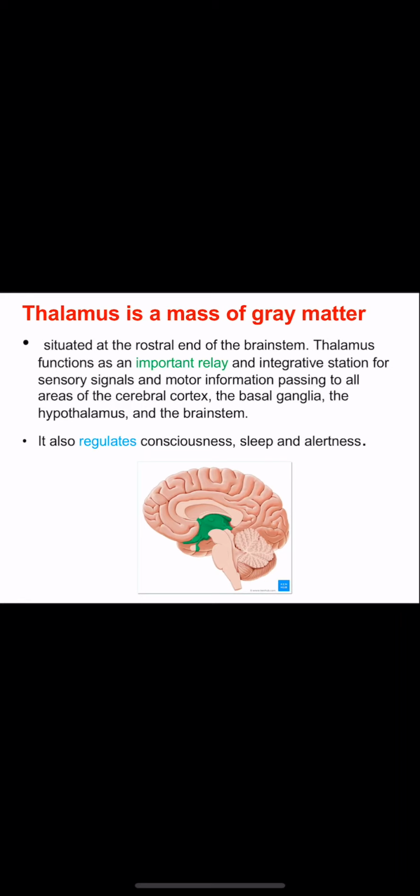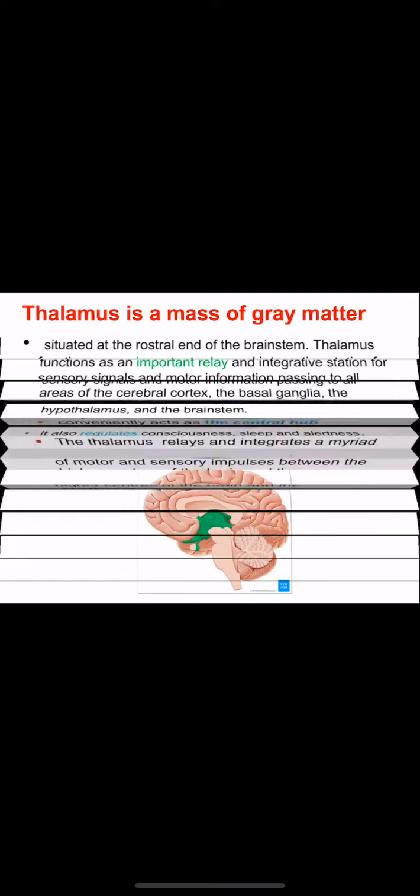The functions of the thalamus are based on 2 important roles. It serves as an important relay and integrative station for sensory signals and motor information passing to the other parts of the cerebral cortex. The second basis of function of the thalamus is that it regulates consciousness, sleep, alertness, and wakefulness through communication with the reticular formation present in the brainstem.